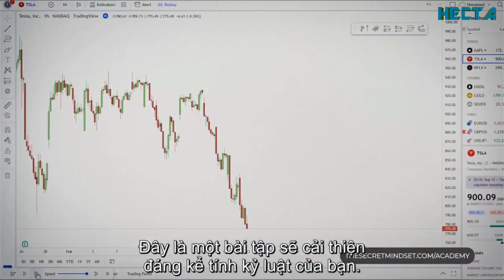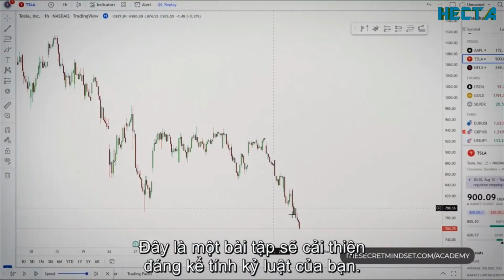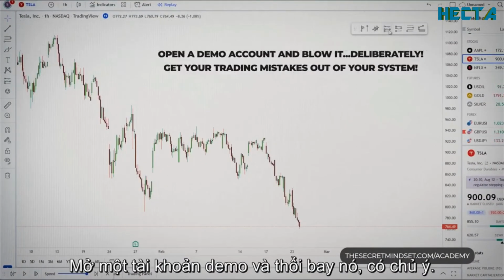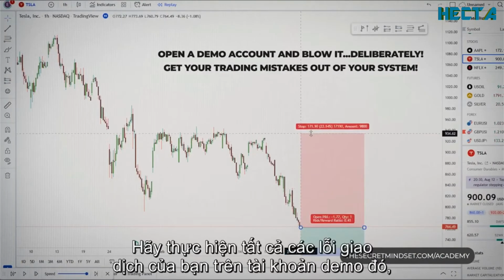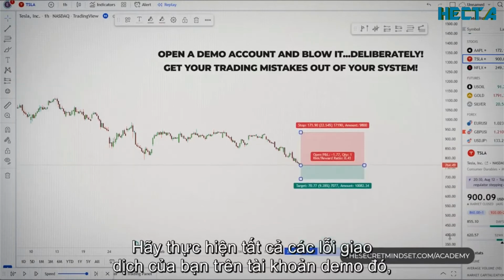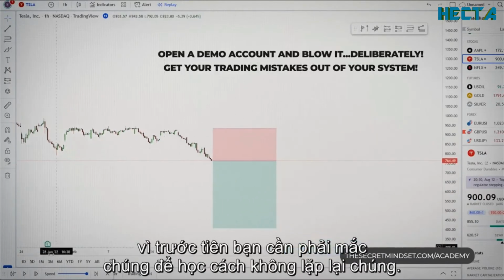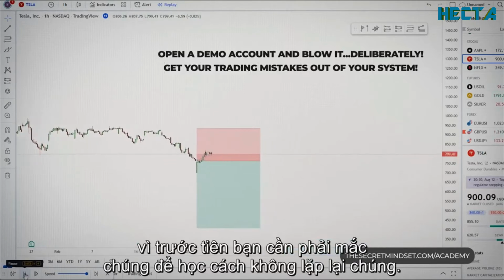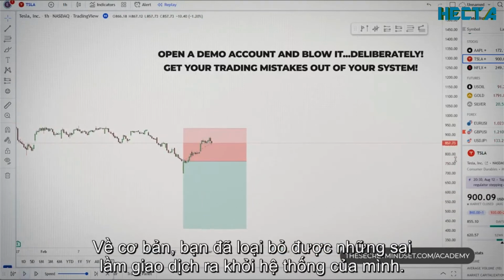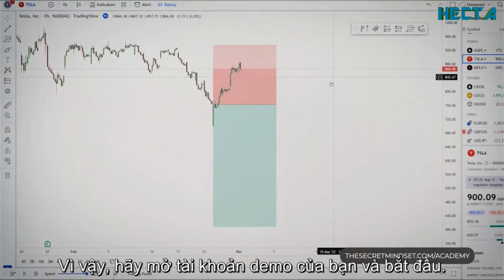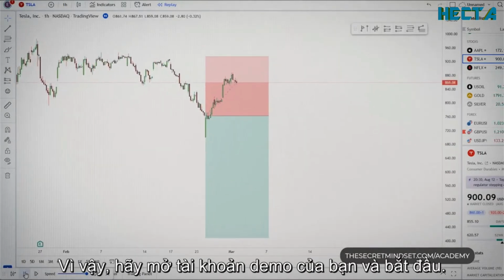Here's an exercise which will massively improve your discipline. Open a demo account and blow it intentionally. Make all of your trading mistakes on that demo account, because you first need to make them in order to learn not to repeat them. You basically get your trading mistakes out of your system. So open your demo account and go nuts.